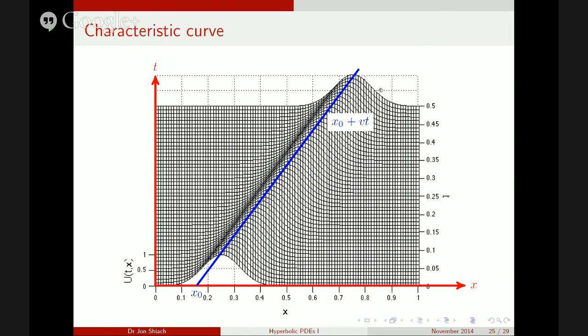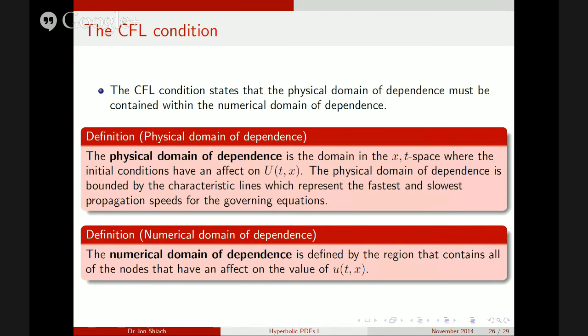With that in mind, I'm going to revisit the idea of domain of dependence. The CFL condition states that the physical domain of dependence must be contained within the numerical domain of dependence. What are the physical and numerical domains of dependence? Well, I've defined them here. The physical domain of dependence is essentially all of those points in the physical space that have an influence on our point. So if you take a point, let's say u(t, x), it's all of the points that have an effect on u(t, x). This is a physical domain; it is what comes about through the PDE.